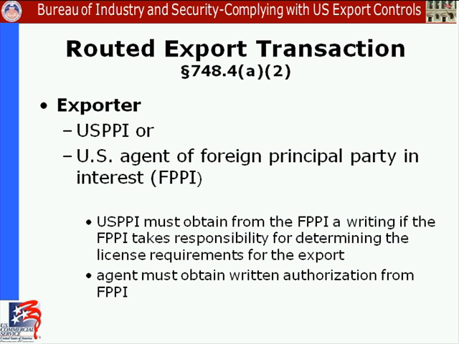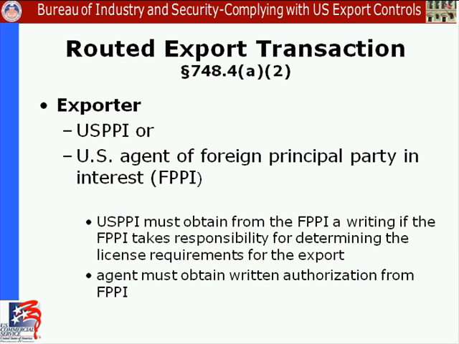Now there's something called a routed export transaction. That simply means the actual purchaser, end user, or customer of the U.S. supplier is controlling, dictating, orchestrating the flow of the item they are purchasing here in the U.S. to themselves. Generally, they have hired an agent here in the U.S. to act on their behalf. That agent must have what's called a power of attorney or something in writing giving them authorization to act on behalf of another party in this transaction.